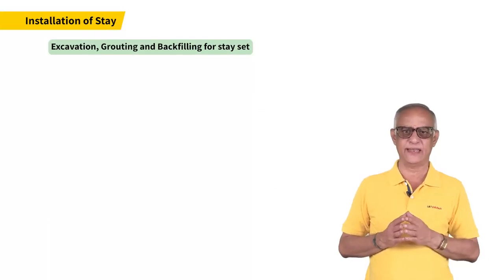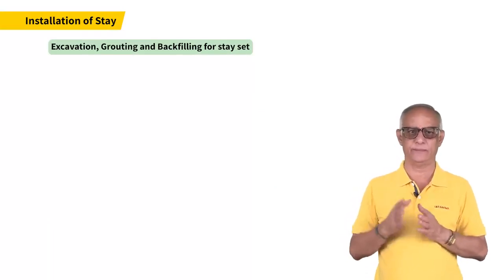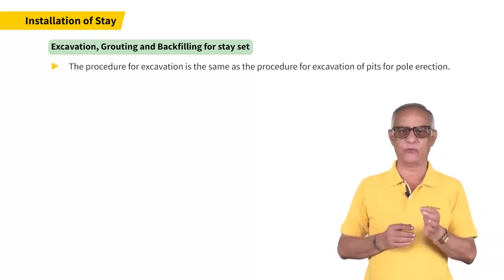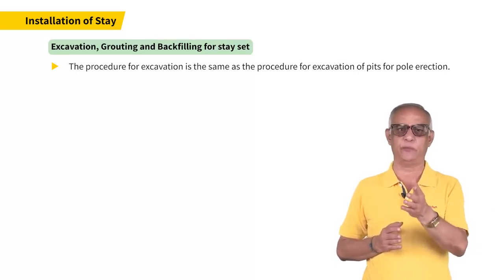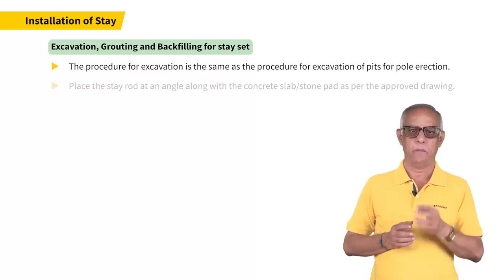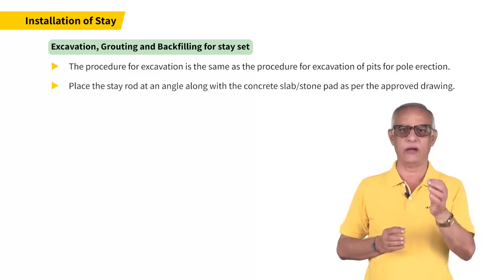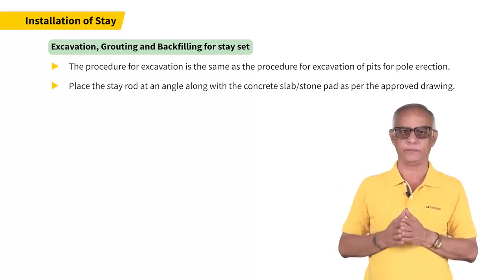Let us discuss the excavation, grouting and backfilling for a stay set. Here are the steps to do. The procedure for excavation is the same as the procedure for excavation of pits for the pole erection. Place the stay rod at an angle along with the concrete slab or stone pad as per the approved drawing.